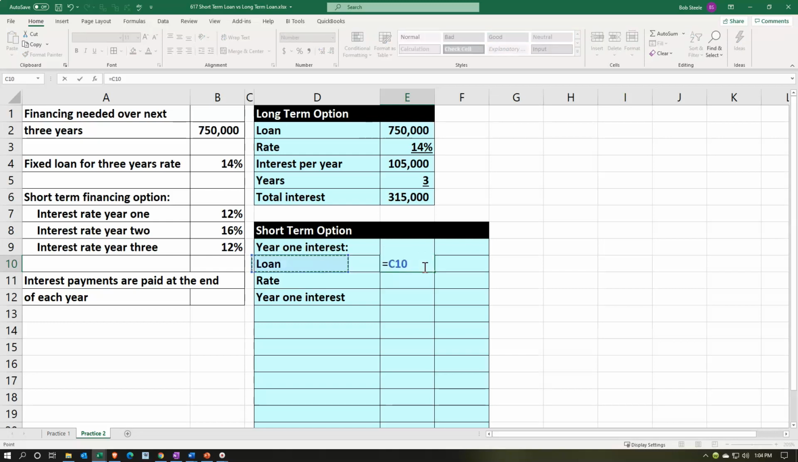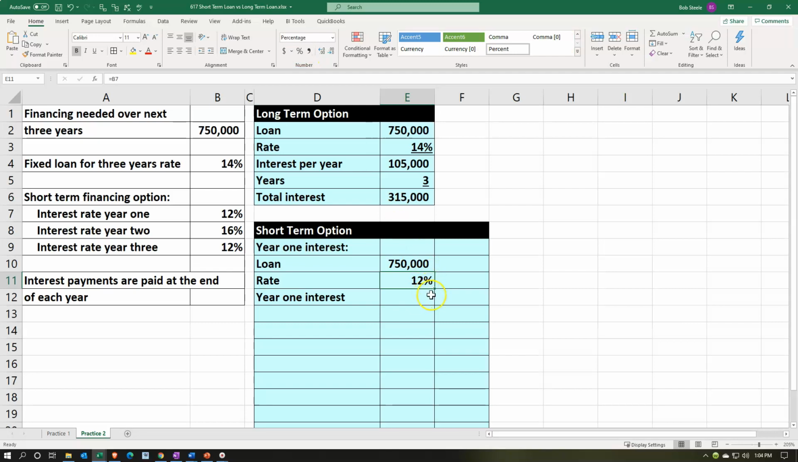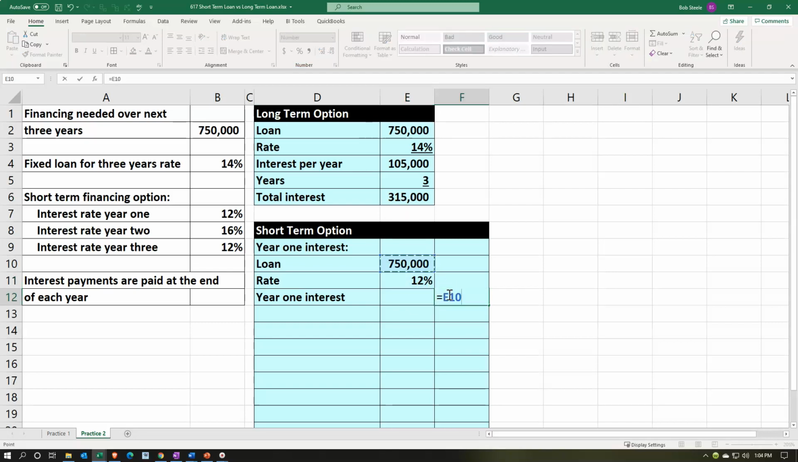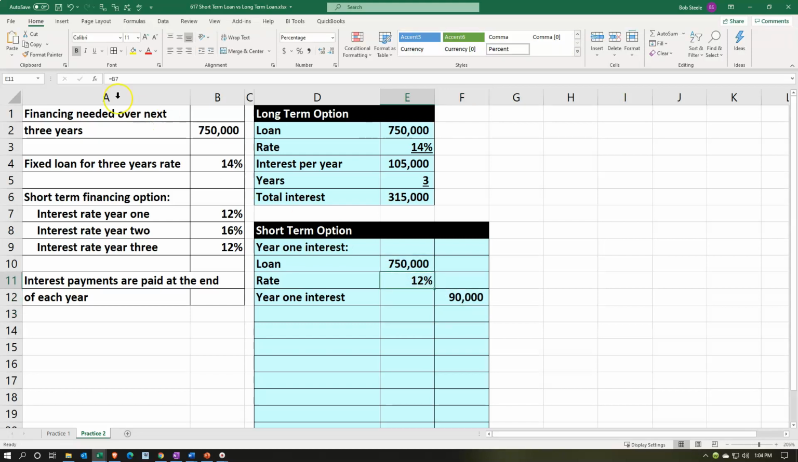So the loan amount is now $750,000. The interest rate starting out for year one, 12%. Let's percentify that cell. Home tab, numbers group, and percentifying it. And then we're going to calculate it down here in the outer column. This is going to be equal to the 750,000 times the 12%. That gives us the 90,000. Let's put an underline here. Home tab, font group, and underline.